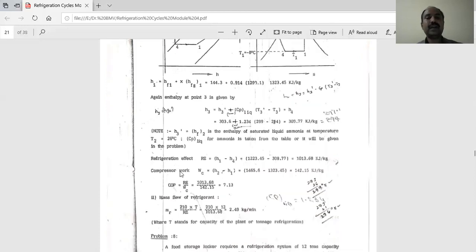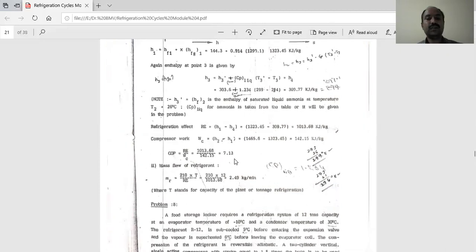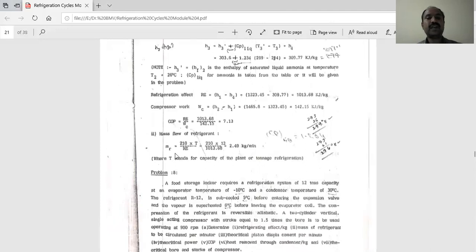Then we have to calculate the refrigeration effect. Refrigeration effect is equal to H1 minus H4, which is 1013.68 kilojoules per kg. Then compressor work is 142.15 kilojoules per kg. Then COP is equal to 7.13. Then mass flow rate, MR, is equal to 210 multiplied by the tons, divided by the refrigeration effect. That is 210 multiplied by 12 tons of refrigeration divided by 1013.68. It becomes 2.49 kg per minute.